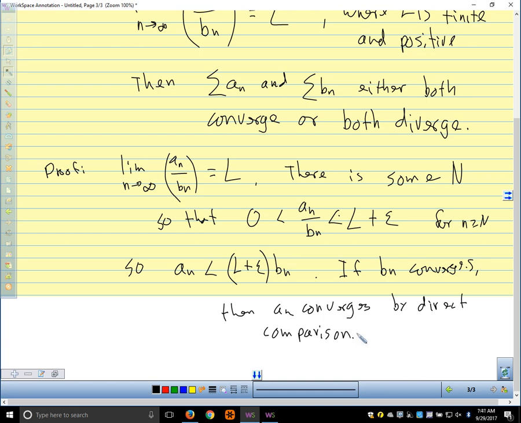And then we can make the same conclusion about the other direction. If a sub n diverges, then b sub n diverges also. And then when you pick your b sub n, say a p-series, some nice series that you know what it does. So that's the reason we do both of these together: a limit comparison actually comes from direct comparison. That's why it works. So they're really the same test.